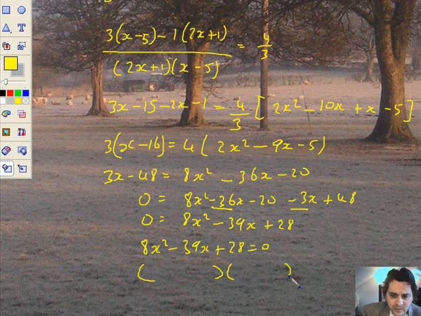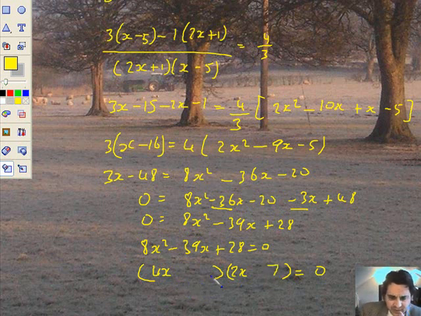Now, if it's one of these things I've got to solve, I assume it's going to have to factorise. I could go with 8 and 1, 4 and 2. I don't know the best way to go. In fact, let me try 4 and 2. How do you make 28? Millions of ways of making 28. 2 14s. What else? 7 times 4.